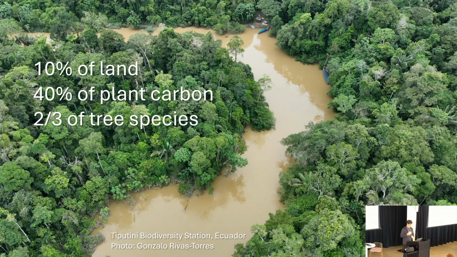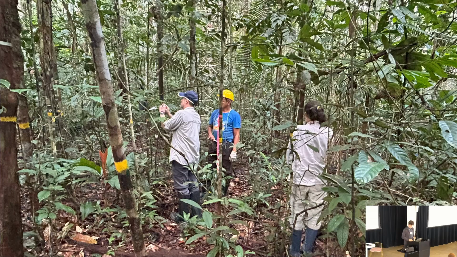I just want to switch gears a little bit. I got back 2 days ago from the central Amazon in Brazil, doing a lot of field work there, and tropical forests are really important. They only cover about 10% of the land mass, but they store 40% of the carbon in plants, and they also host about 2/3 of the world's tree species. People say there are about 65,000 tree species on Earth, and about 2/3, 40,000 or so, are in the tropics.